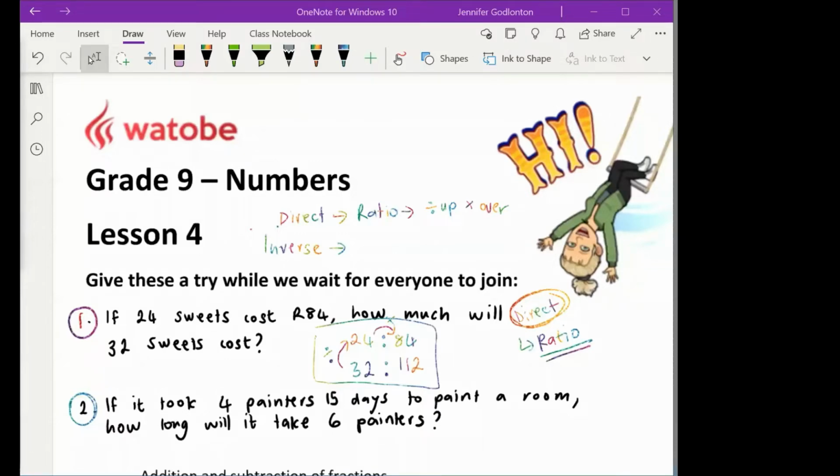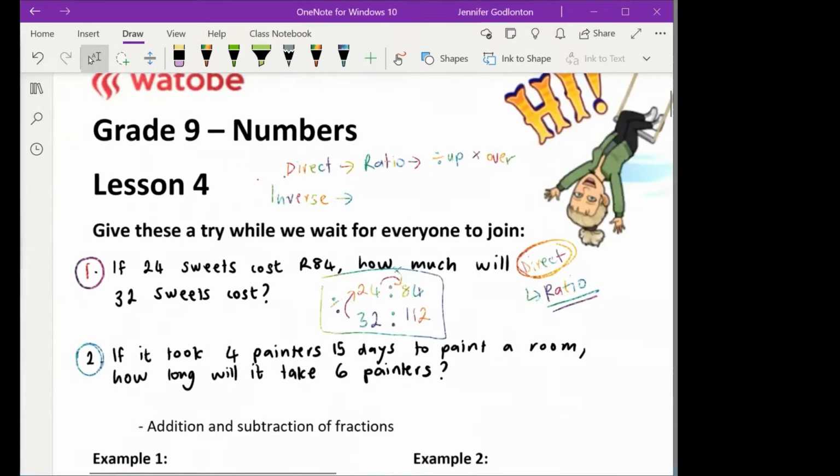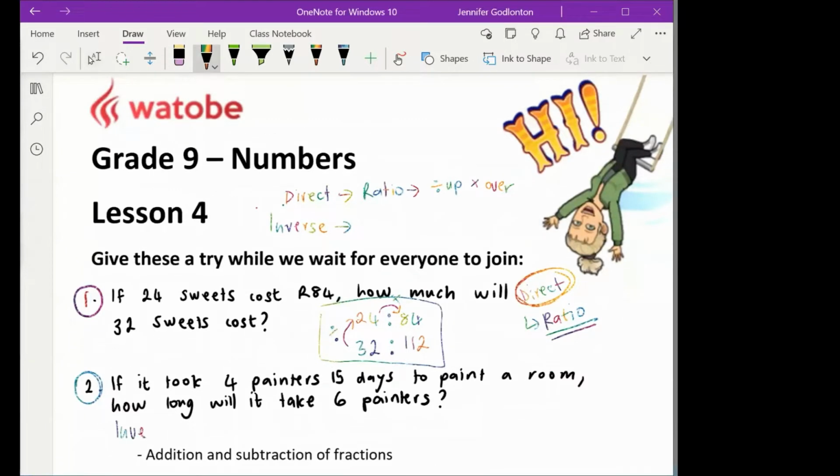Inverse proportion, because the question says that if it took 4 painters to paint for 15 days, so it's obviously inverse proportion. Good. It's inverse because if I have more painters, it's going to take them less days. Excellent. Well done. Nice job, guys.